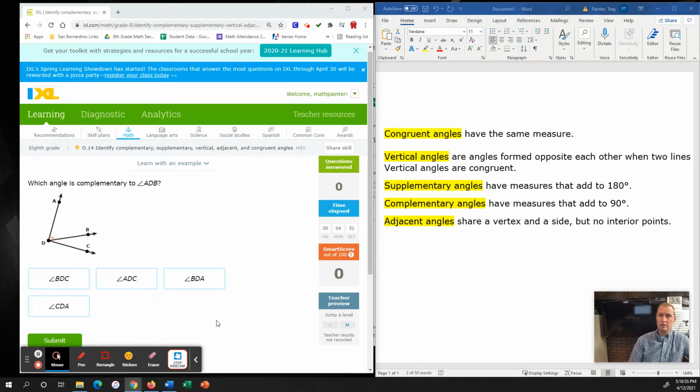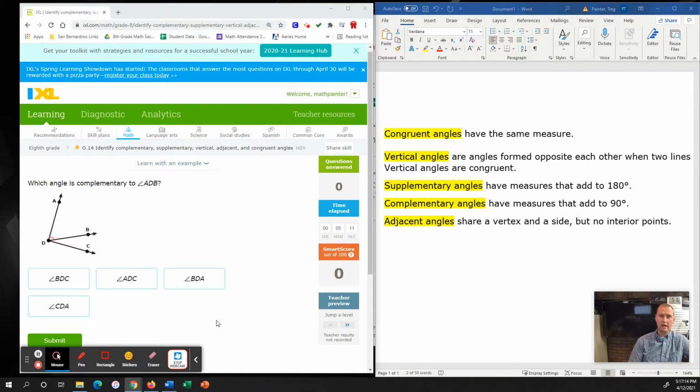Our next definition is vertical angles. Vertical angles are formed opposite of each other when two lines intersect, and vertical angles are congruent. So vertical angles are directly across from each other, and they also are congruent. A little bit more on that in a little bit.